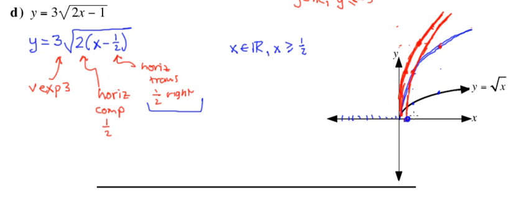And our range, actually none of these things affected the range. The range is still non-existent in the negatives, and then it kicks in at 0 and covers every number above that. So y can be any real number as long as it's greater than or equal to 0.